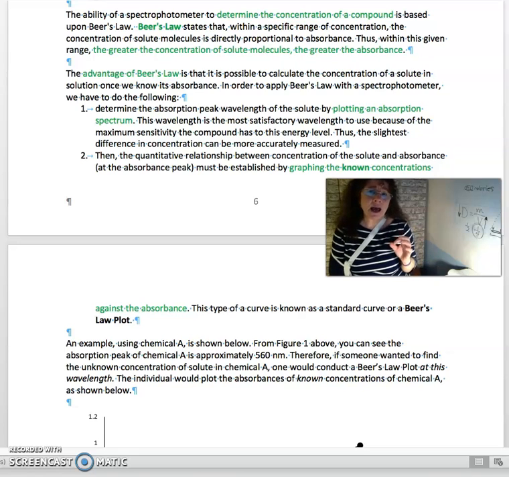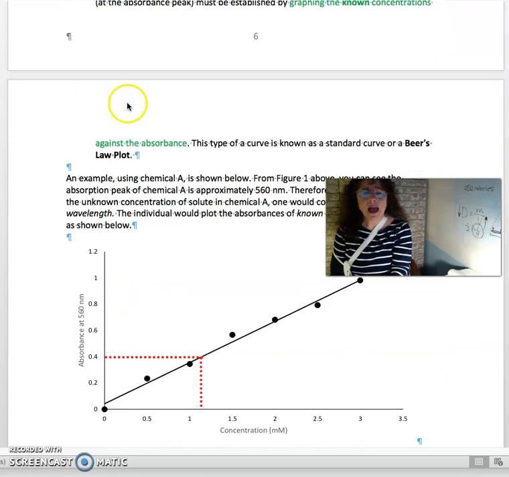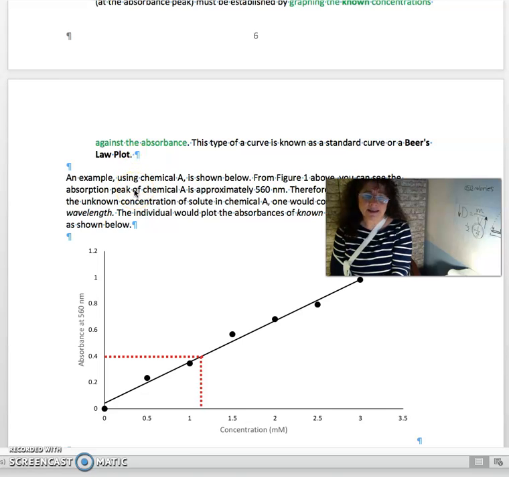So the first step, of course, is to identify your unknown by matching your absorption spectrum to the known absorption spectrums. The second step is to graph the known concentrations of that compound along Beer's law. So let's look at what that looks like. That would look something like this.